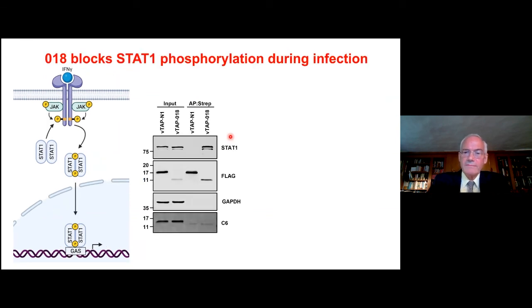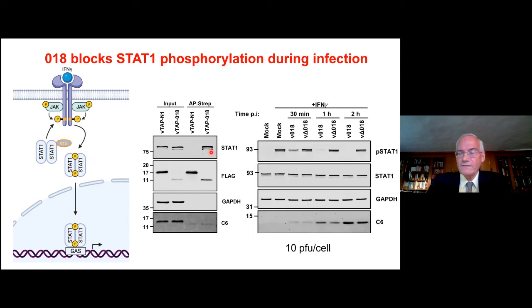He showed that 018 would bind to STAT1 and that it would prevent the phosphorylation of STAT1 during infection. So with a virus that makes 018, STAT1 does not become phosphorylated. A virus from which that gene has been deleted, the phosphorylation occurs normally.